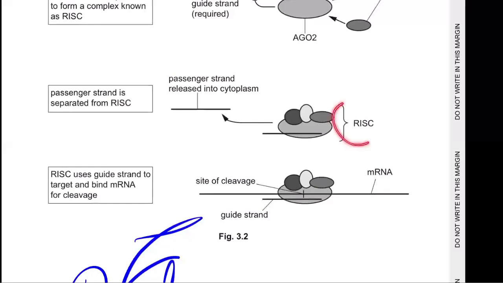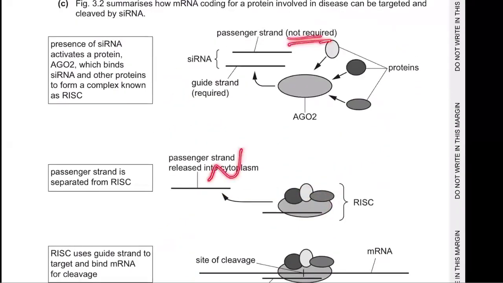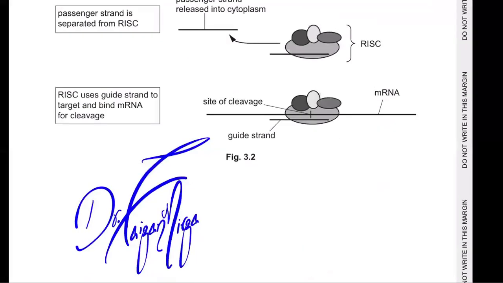So this is what RISC is. This RISC molecule forms with the guide strand being there, and the AGO2 and all the proteins being assembled here. They attach at this one, and the passenger strand is released. This passenger strand, already told to us, is not required. So this moves out, leaving behind the guide strand.